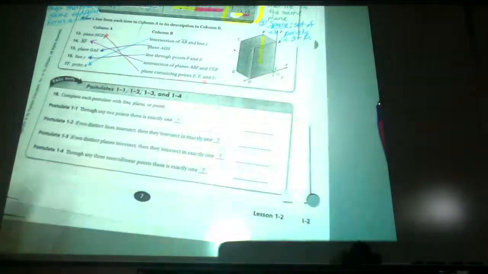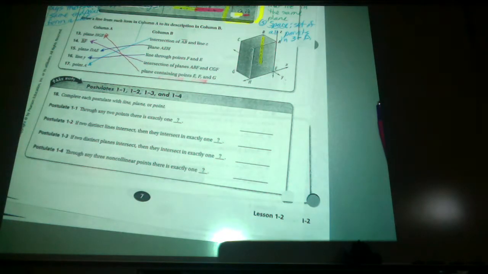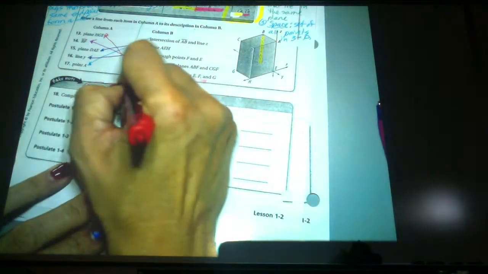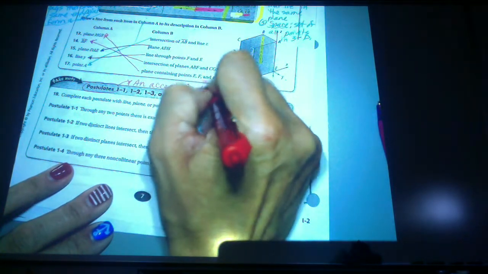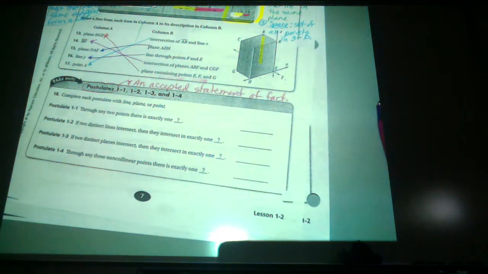So then, these are your postulates based upon what we just did. And your definition of a postulate is right here: an accepted statement of fact. So we just looked at some things above, and we're going to make a conjecture based upon what we just learned. And so these conjectures are an accepted statement of fact. They become postulates. They're not proven. That would be a theorem. But they're accepted as a statement of fact because we could prove it if we had to.